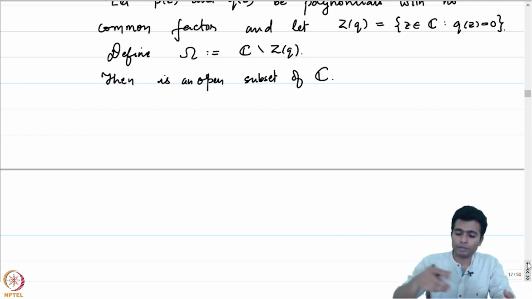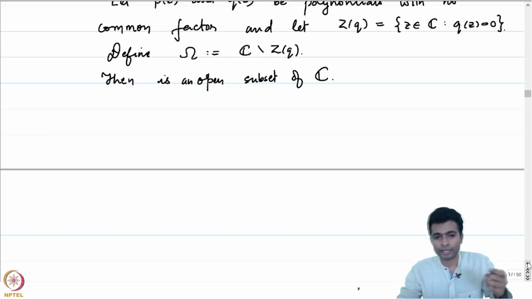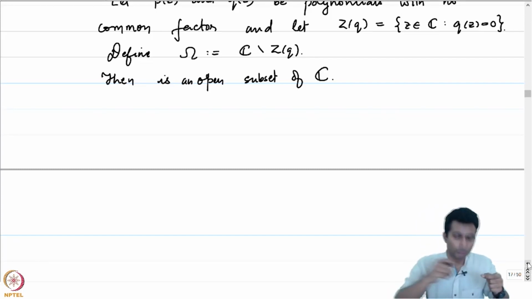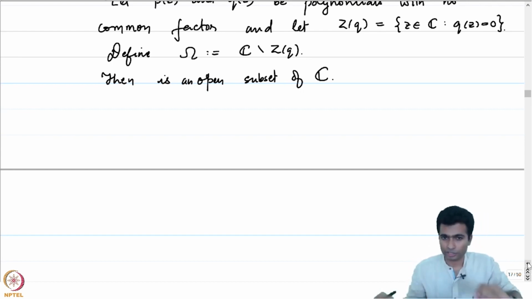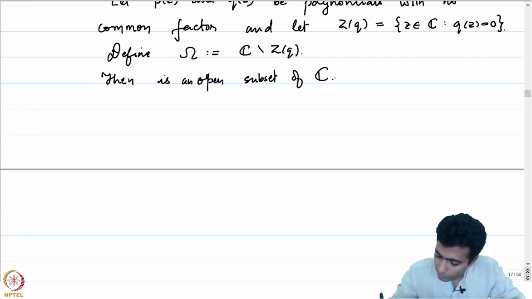The idea would be to get hold of a path in C which connects any 2 points, and then if it passes through one of these points in z of q, in a neighborhood of z of q, you perturb the path in such a manner that it avoids the point in z of q, and you can always construct one such path from a given point to another. Therefore, by the characterization of connectedness we have proved in the last week, this is a connected subset of C as well. Let me just say that it is an open subset of C which is connected.